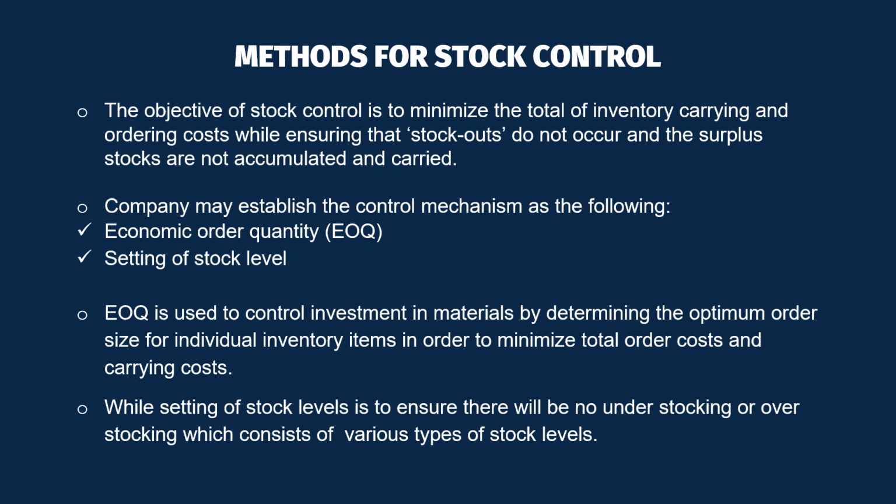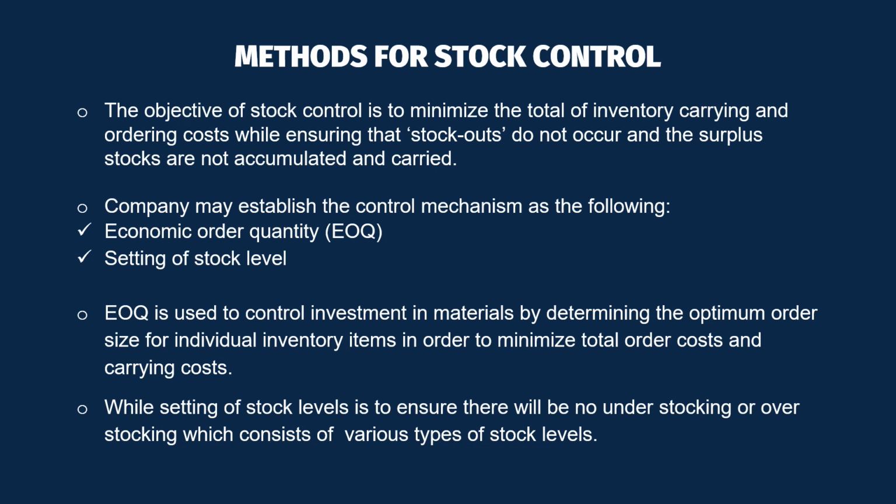In order to implement stock control, the company is suggested to establish its own control mechanism. These are examples of control mechanisms that can be used by a manufacturing company. Number one is having the economic order quantity, and number two is setting the stock level. We go for the economic order quantity, also called EOQ. It comes from the word economic. So EOQ is used to determine the most optimum, the ideal order size for inventory.